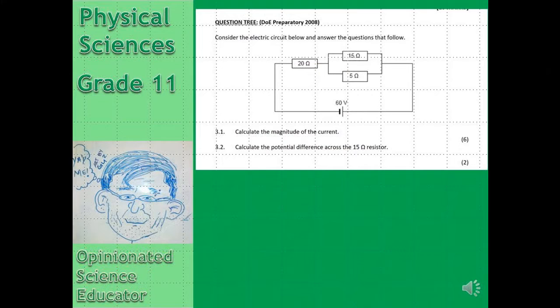Now, obviously, before you can do that, if you look at the mark allocation, you have to do two calculations to get 6 marks. So, in order to calculate current, you need voltage and the resistance. So you need to work out the total resistance in the circuit first. For the second part, you have to calculate the potential difference across the 15 ohm resistor. Now, if you look at the mark allocation, it is clear that this is not a long calculation. It's a single calculation. You need to apply what you know about current in a parallel circuit.